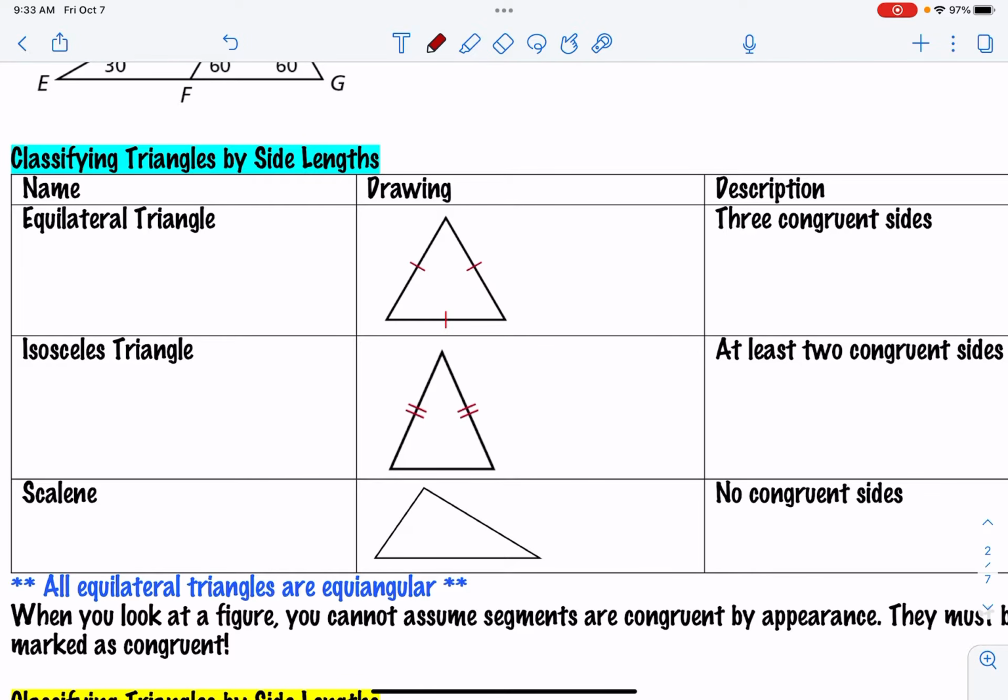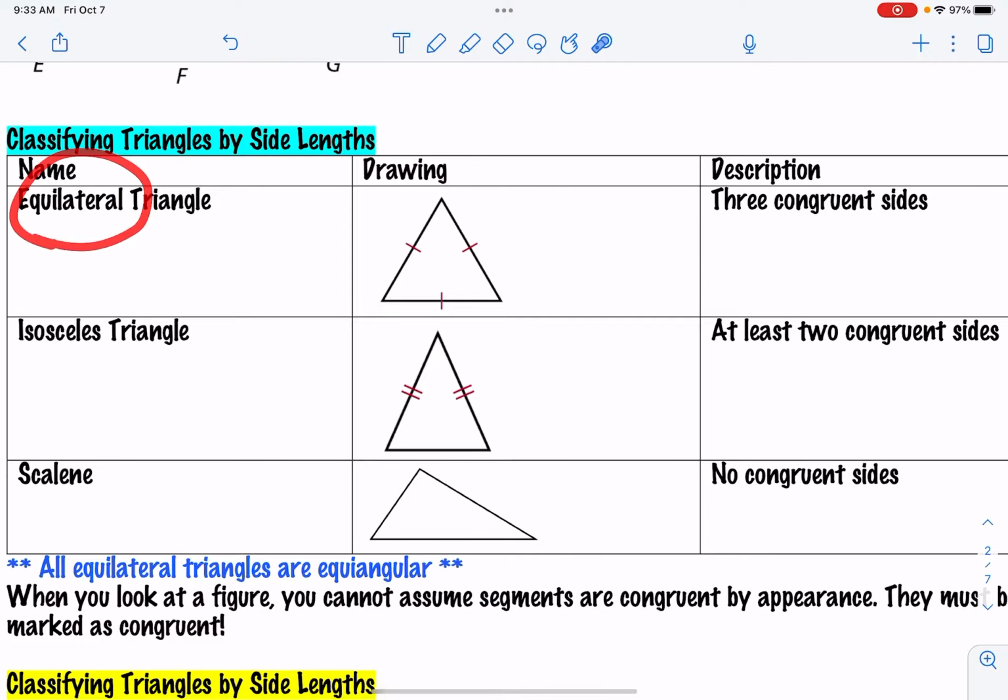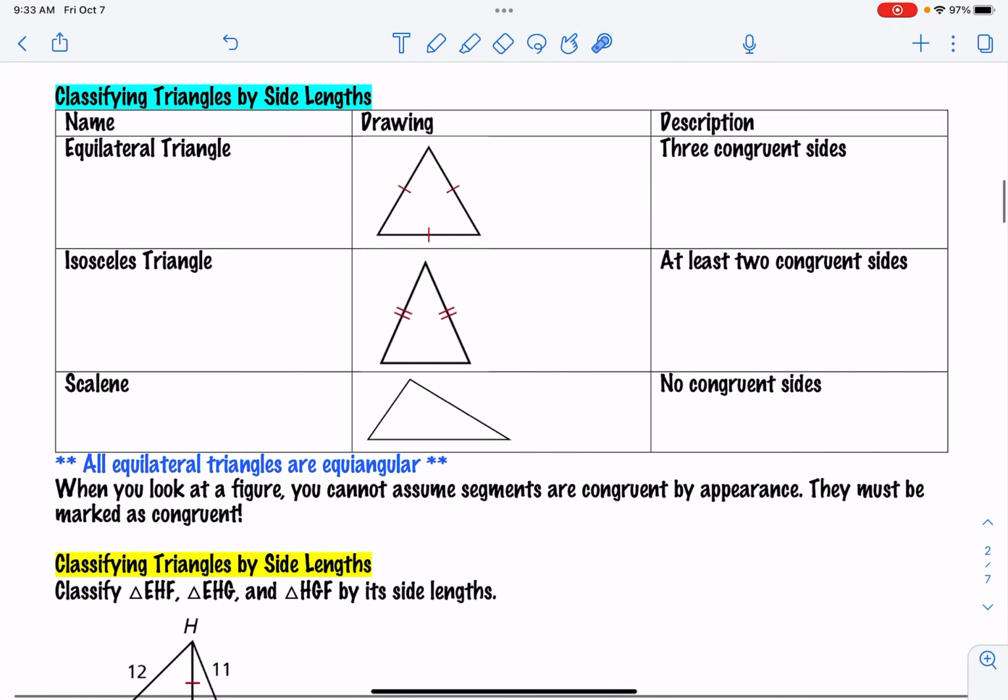And what you need to know here is that all equilateral triangles are equiangular. So those are the same, they're interchangeable. So all equilateral are equiangular, all equiangular are equilateral. But it's not the case for any of the other classifying.